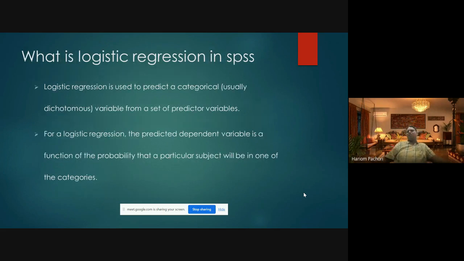So what is logistic regression in SPSS? Logistic regression is used to predict a categorical, usually dichotomous, variable from a set of predictor variables. For a logistic regression, the predicted dependent variable is a function of the probability that a particular subject will be in one of the categories.